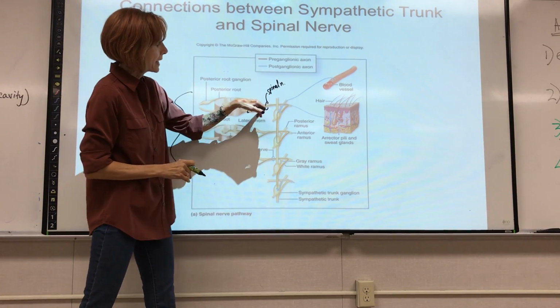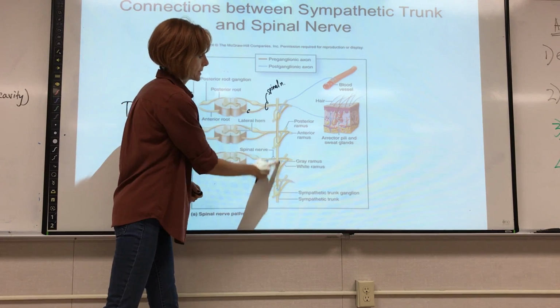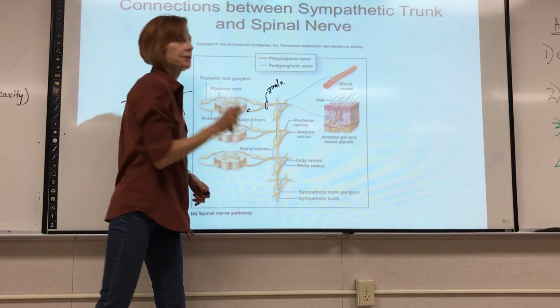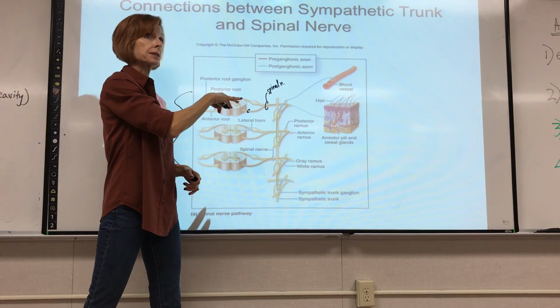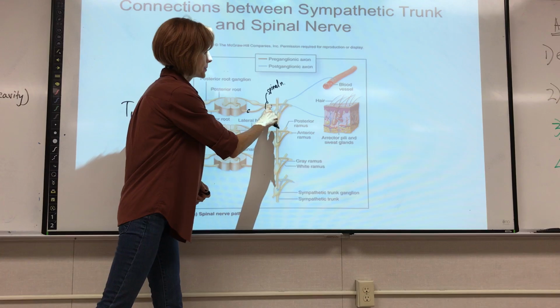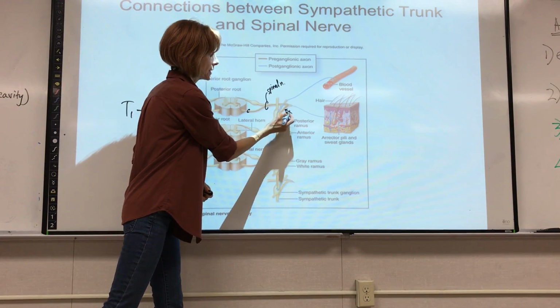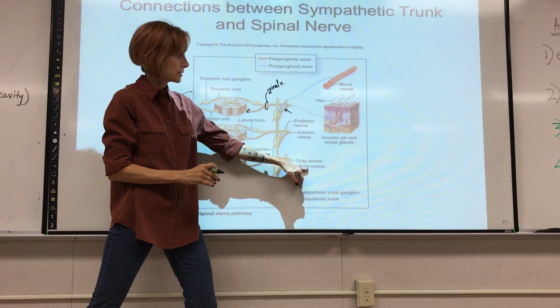Okay, so how does this neuron go into the sympathetic trunk to synapse? Here we have the sympathetic trunk. Notice there's these little connectors here. This is what I said earlier we would come back to, okay, because they're for autonomic neurons. So the preganglionic neuron is going to go through this little connection here, the one that's more lateral. Okay, that is called the white ramus.